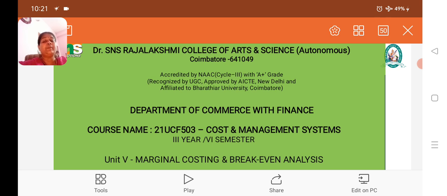So break-even point in terms of units is fixed cost divided by contribution per unit. Fixed cost, which is given as 50,000 rupees, divided by 40 rupees, the contribution per unit, gives 1250 units. So the company needs to sell 1250 units to reach the break-even level. That is, no profit, no loss.